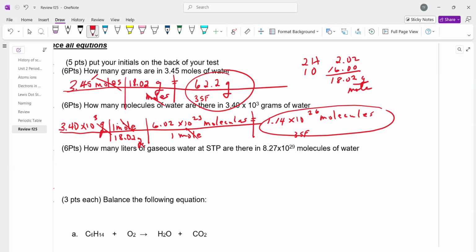So again, you're going to use 6.02 times 10 to the 23rd atoms or molecules per mole, whenever I ask how many. Okay, so connect those two together.